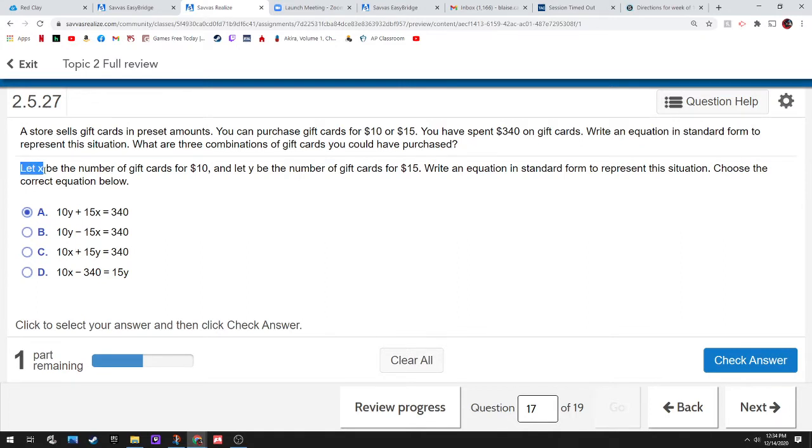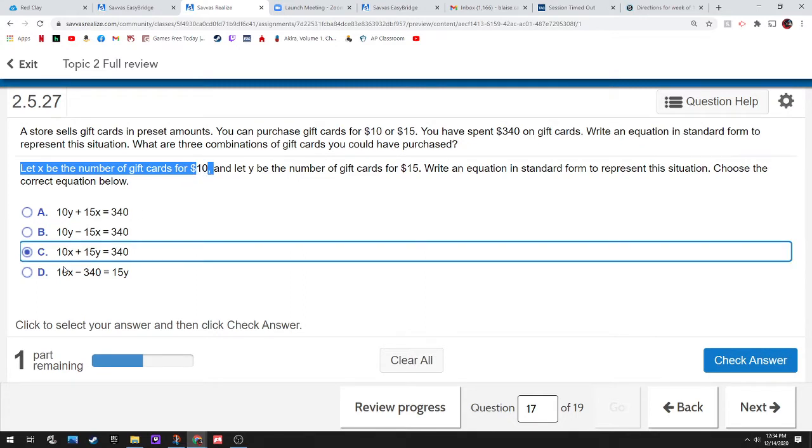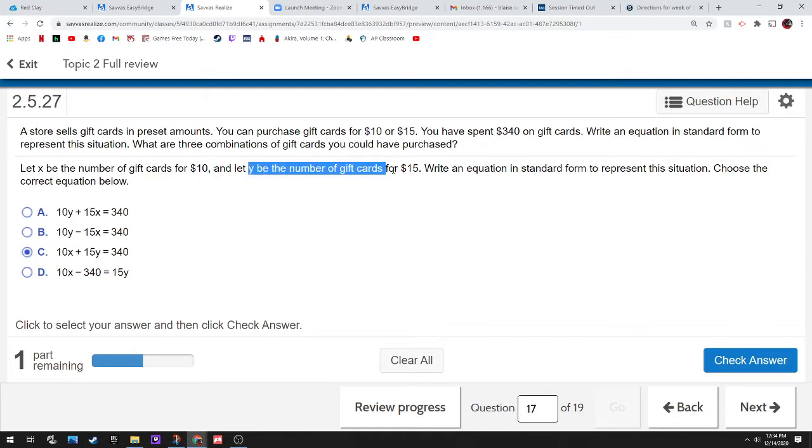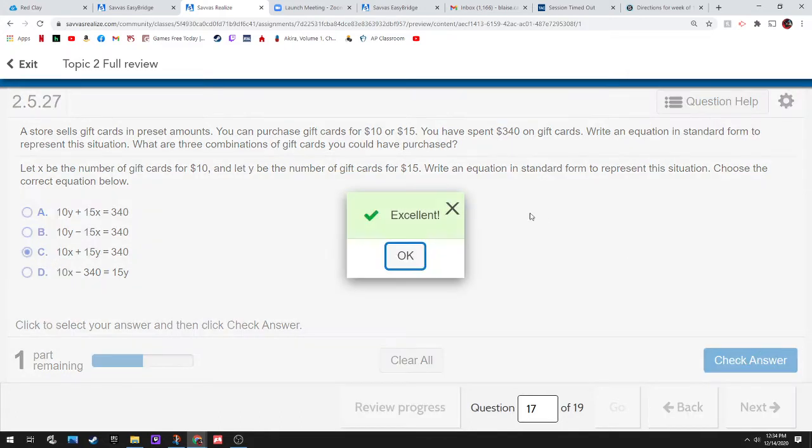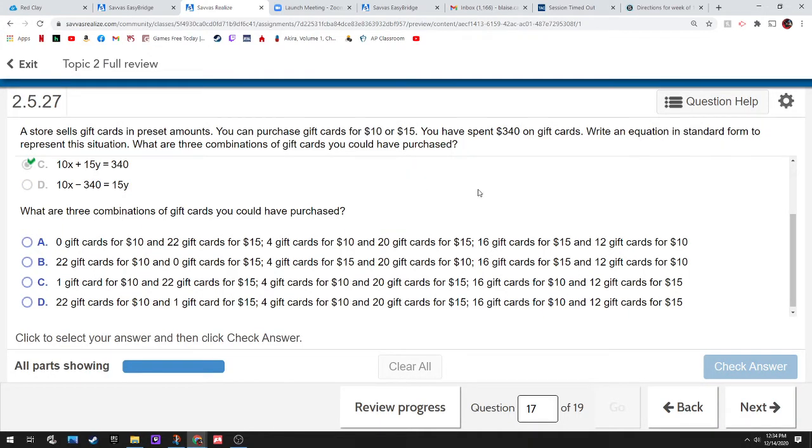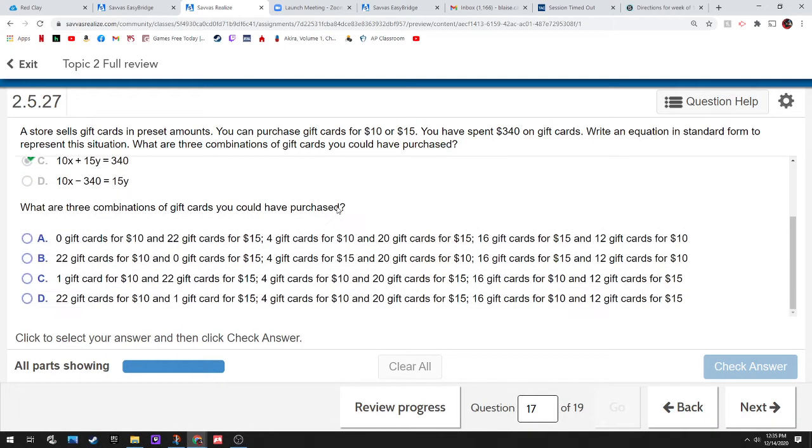Oh, no, no, no, no, no. Let x be the number of gift cards that are $10. So that means that $10 times the number of gift cards we bought. That's our 10x there. And then y is the $15 ones. So that's 15 times the number we bought. So like if we got 3 of each, we would do 10 times 3 plus 15 times 3, right? But it says we spent $340 total. So we'd say 10x plus 15y equals the total amount. So now we want to find combinations that work.